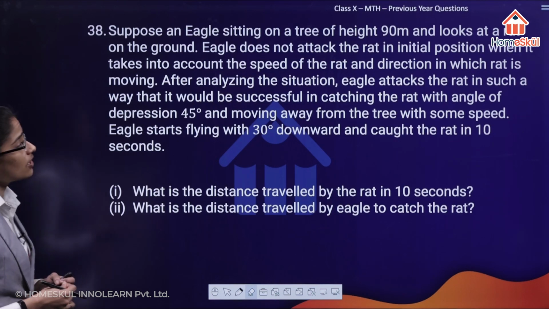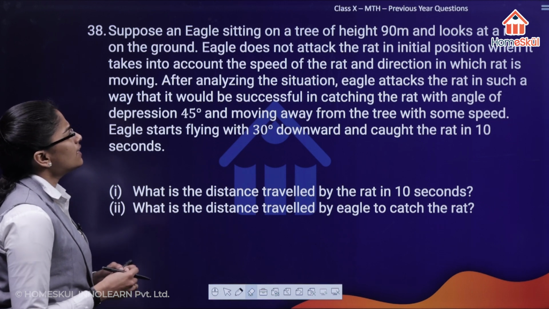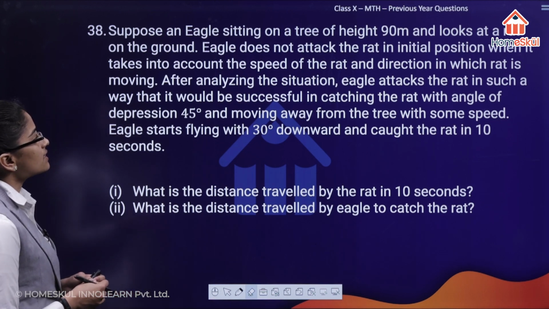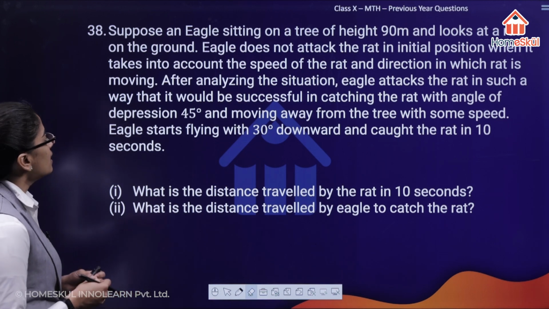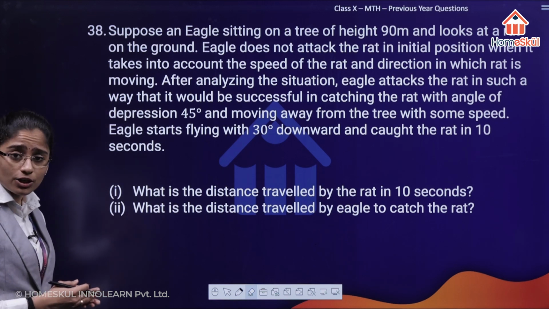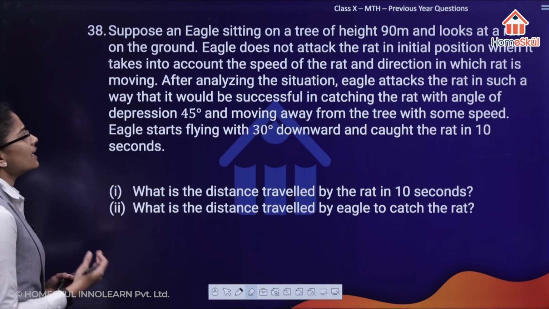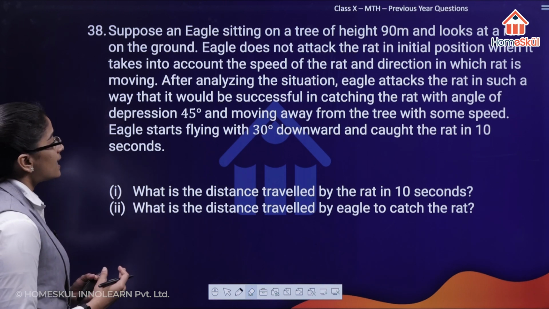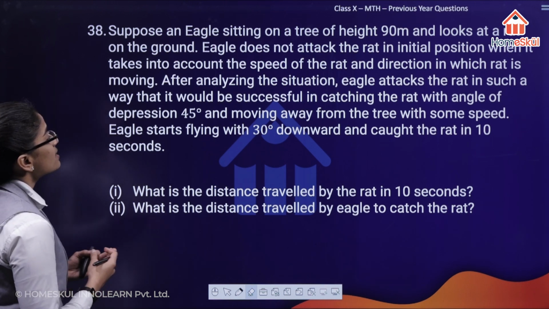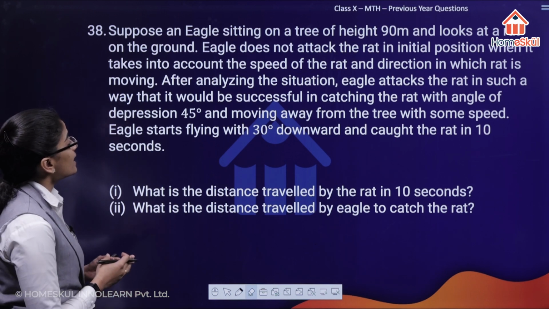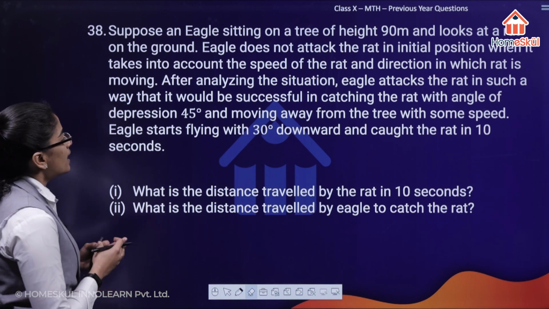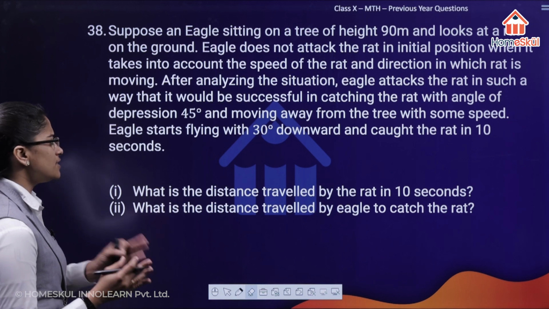Suppose an eagle is sitting on a tree of height 90 meters and looks at a rat on the ground. The eagle does not attack the rat in its initial position; it takes into account the speed of the rat and the direction in which the rat is moving. After analyzing the situation, the eagle attacks the rat in such a way that it would be successful in catching the rat with an angle of depression of 45 degrees, while the rat is moving away from the tree with some speed.